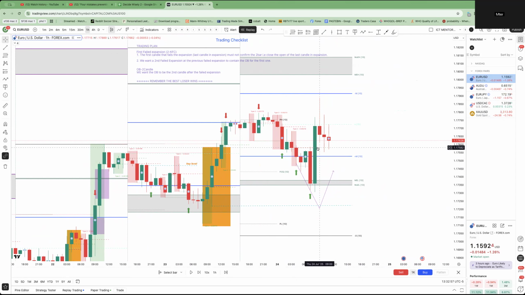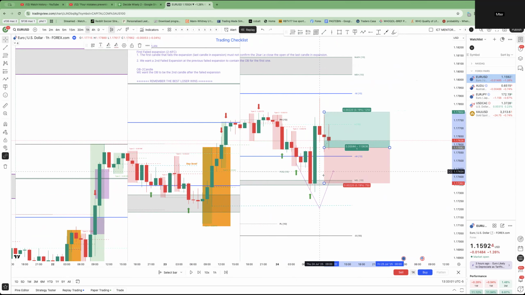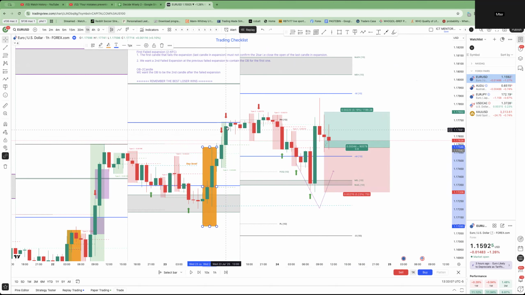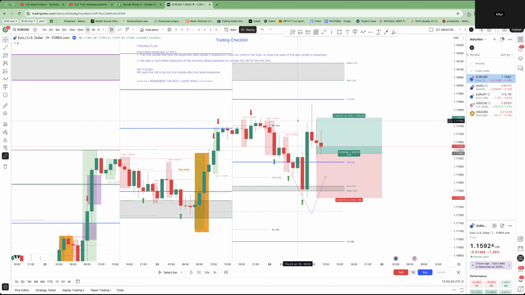Bam, OB confirmed. I'll be buying this key level. Stop there. But let's now evaluate this. Do we have any expansion? No. This confirmed this, but we had the OB first. So this first before this. So we would not have sold this, because if we had sold this, we would have lost here. So that's why we keep it simple.